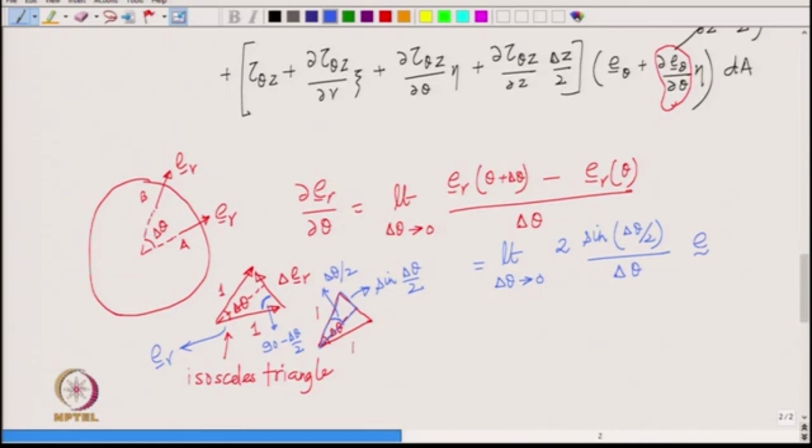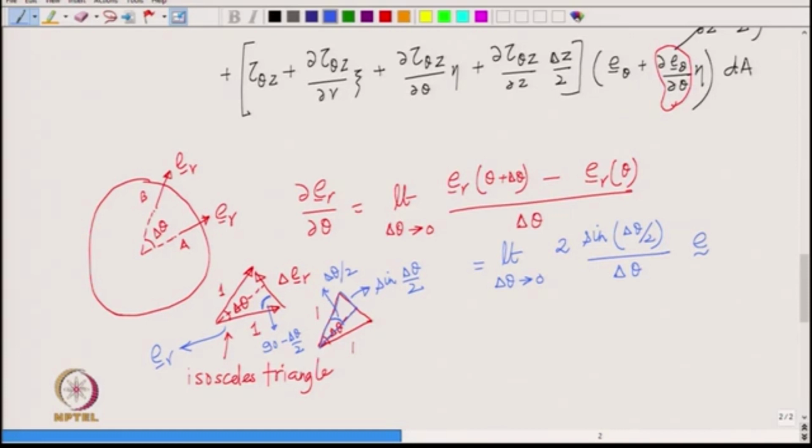What happens in the limit when delta theta goes to 0? That angle would become 90 degree, is not it? Because the angle is 90 minus delta theta by 2, and as delta theta goes to 0, it becomes 90 degree. So, can you now see in which direction delta E r is pointing? So, that is going to point in the E theta direction, is not it?